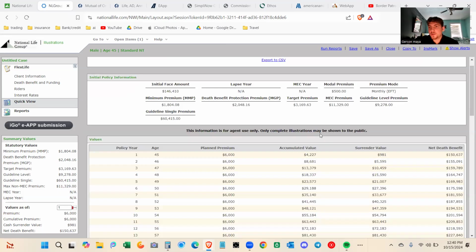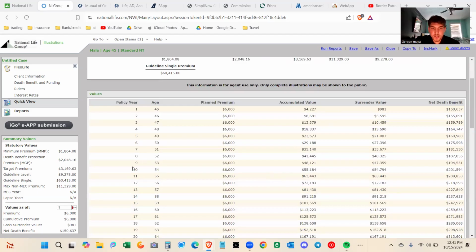What was that, Lux? Does that reset every year? Yeah, okay, gotcha. Every year you can put in up to that much. The minimum premium is essentially the cost of insurance. That's the minimum we have to put in a year to keep the policy alive. So out of that 6,000, around $4,200 is going towards the accumulated value.